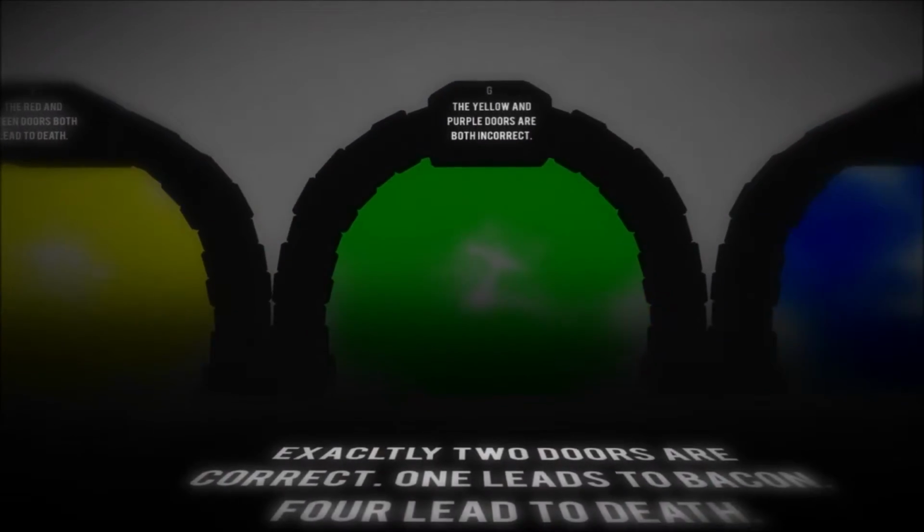So if blue is bacon, that means the correct one would be bacon, which means blue would have to be correct, which means purple would be incorrect because red would lead to death. Red would be incorrect because those 2 would lead to death. Yellow would be correct, and green would be incorrect. Right? Am I doing the math there right?